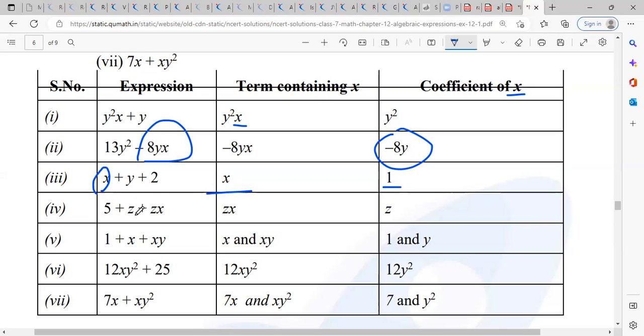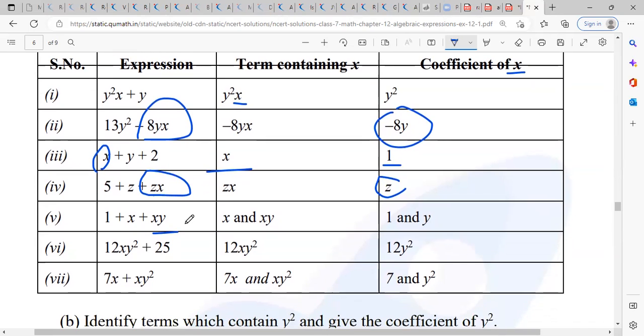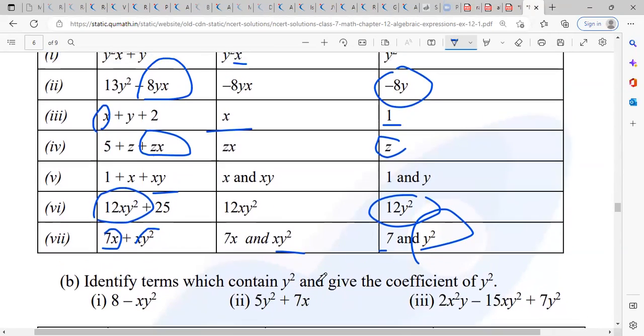And coming to 5, z and zx. So this is the term with x. So the coefficient is z. And then 1 plus xy. So it is 1 and y. Okay. 12xy square, this one. And here, this as well as this. So for this, it is 7. And for this, it is y square. Clear? Okay.